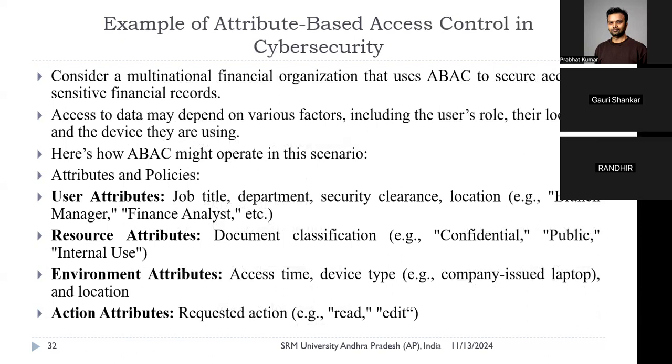So here, user attributes are taken: job title, department, security clearance, location, and two roles are taken, branch manager and finance analyst. And resource attributes are confidential, public, and internal use. Three levels of resources are decided. Now access time is given, company-issued laptop as device type, location, time, everything is measured. And attributes, whether he can read or edit. So all this permission, everything is decided in terms of attributes. And combining these attributes, the attribute-based access control policy is designed.